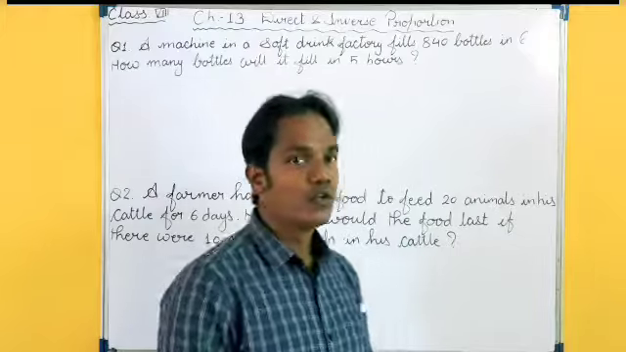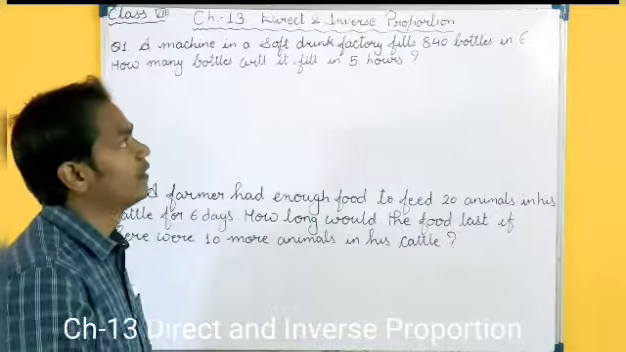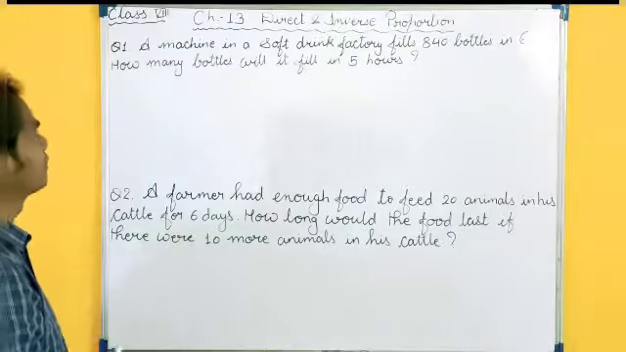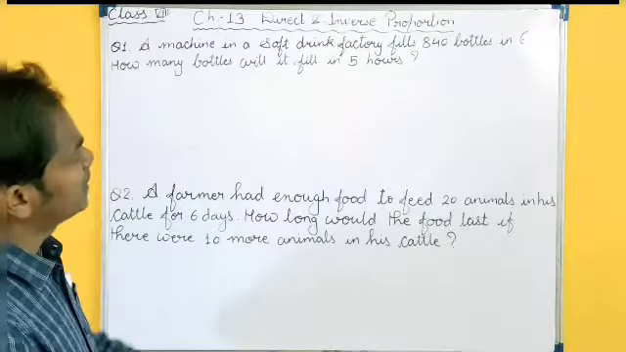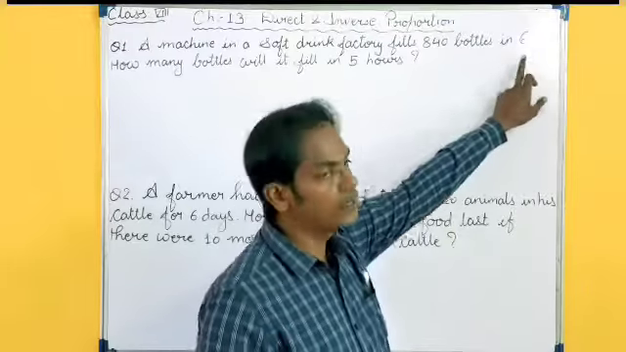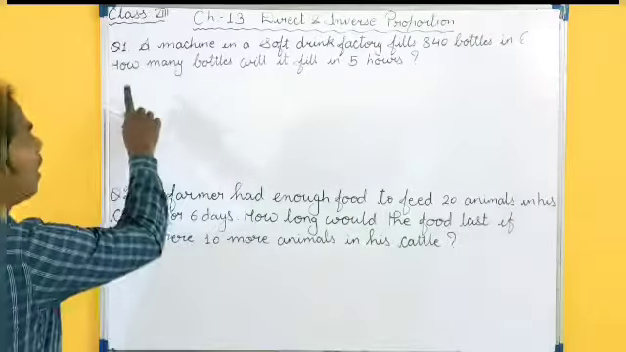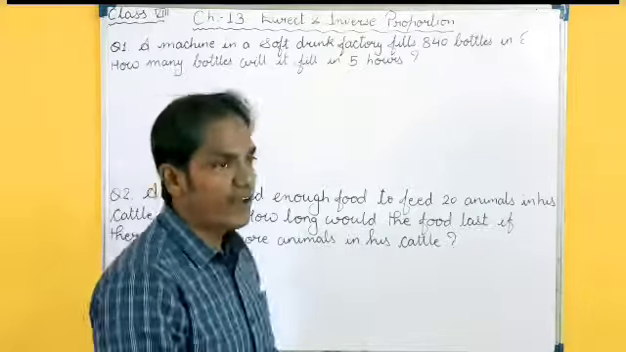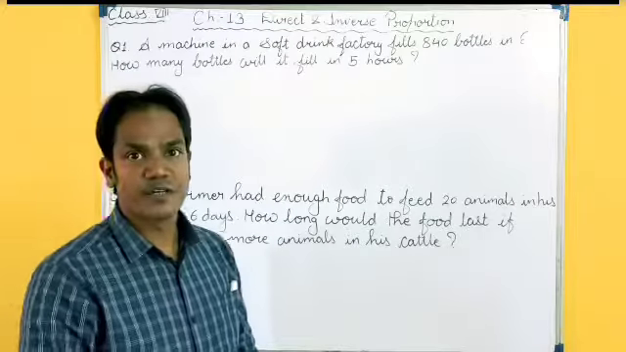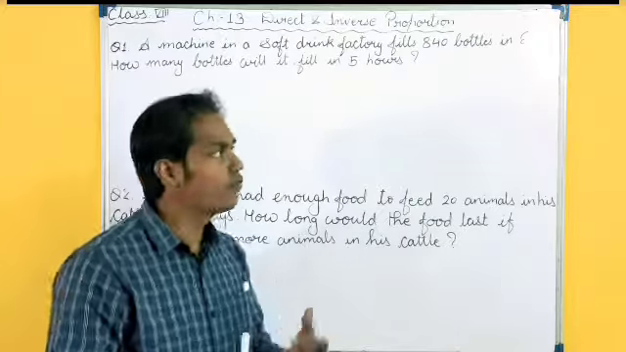Hello students, today we will start chapter number 13, direct and inverse proportion. Okay, I have written two questions. First is, a machine in a soft drink factory fills 840 bottles in 6 hours. How many bottles will it fill in 5 hours? Okay, these questions are based on direct and inverse proportion. I will explain you one single formula.